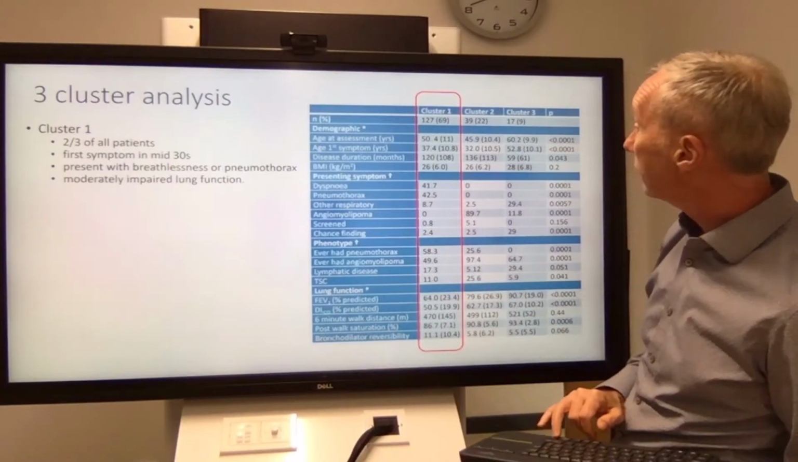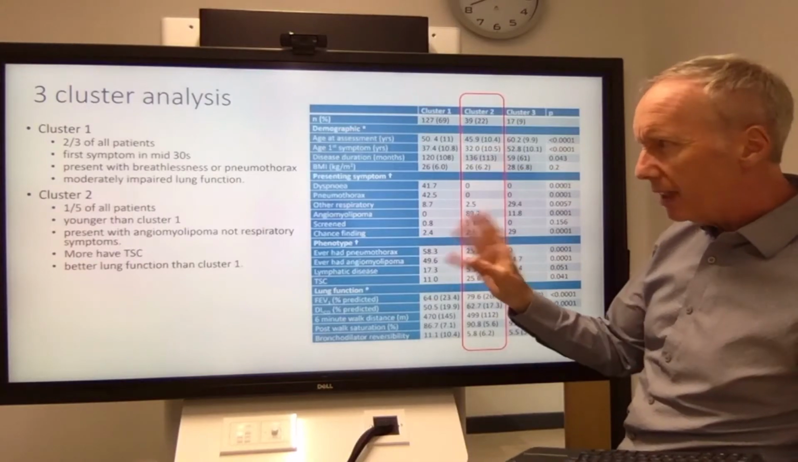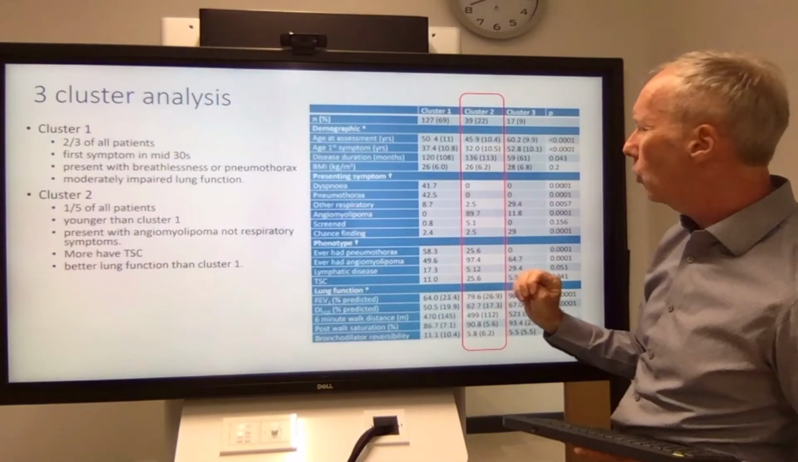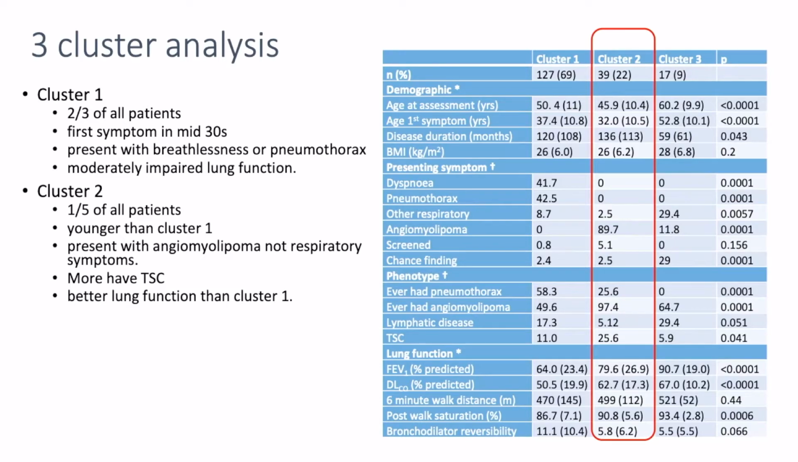So we look at cluster 2 now. That was about 1/5, 20% of all the patients. They had their first symptom about 5 years before the patients in cluster 1, whereas the patients in cluster 1 had either breathlessness or pneumothorax, the patients in cluster 2 never had that. They nearly always presented with non-respiratory findings, particularly angiomyolipomas, so problems related to kidney tumours. These patients had pneumothorax about half as often as the ones in cluster 1, and their lung function was a bit better.